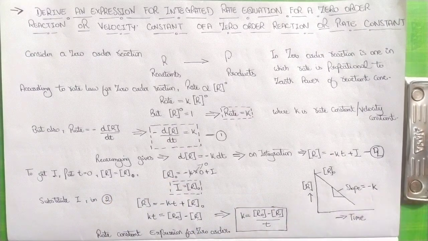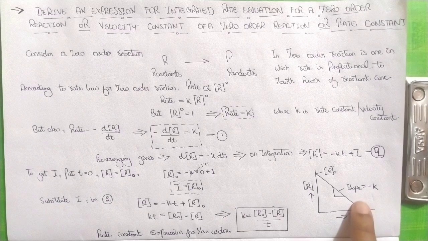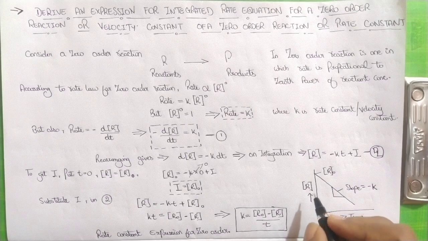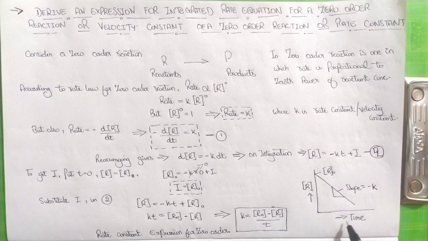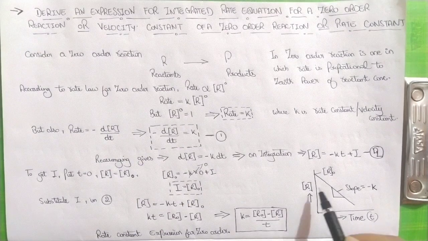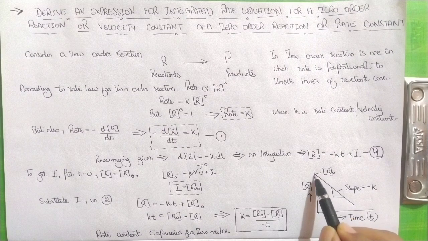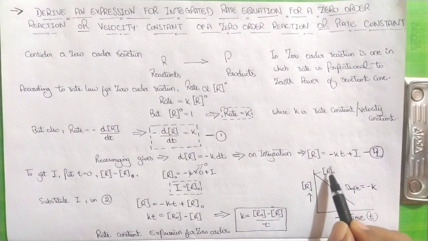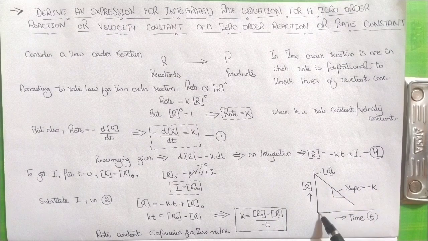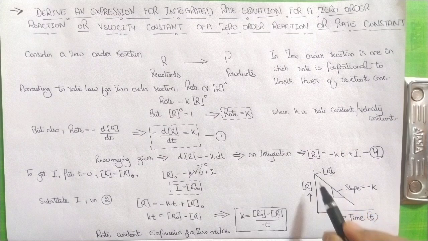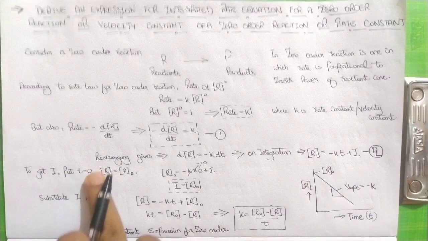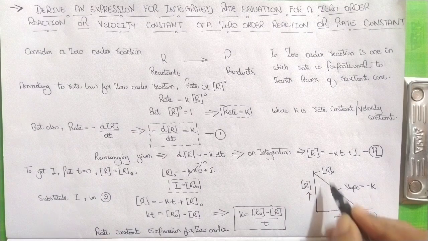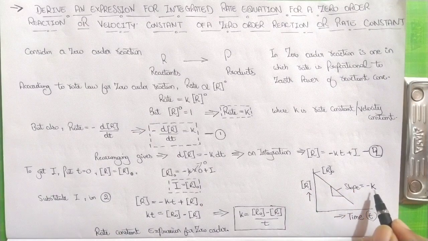We have written that in graph format. You can see here the slope is equal to negative of k. The graph is represented with the help of the concentration versus time t. You can see here, starting from the initial condition, we have the concentration R naught at the time t equal to 0. That's the condition we used here to find I. That's the same thing represented, and the slope is nothing but the negative of the rate constant k.